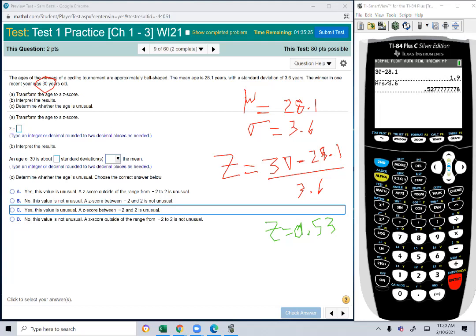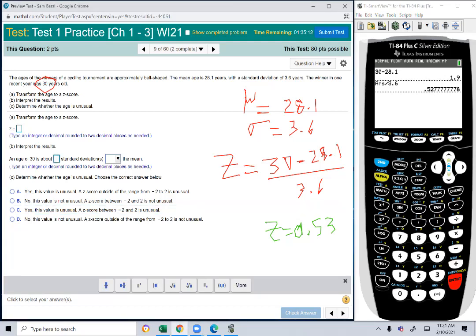All right. Is the value usual? Okay, let me see here. Interpret the results. Let me show you how to interpret the results here. An age of 30 is about how many standard deviations above the mean? 0.53. Just put 0.53. Above or below, guys? The answer is positive. So would it be above or below the mean? Above. Above the mean. That's it.